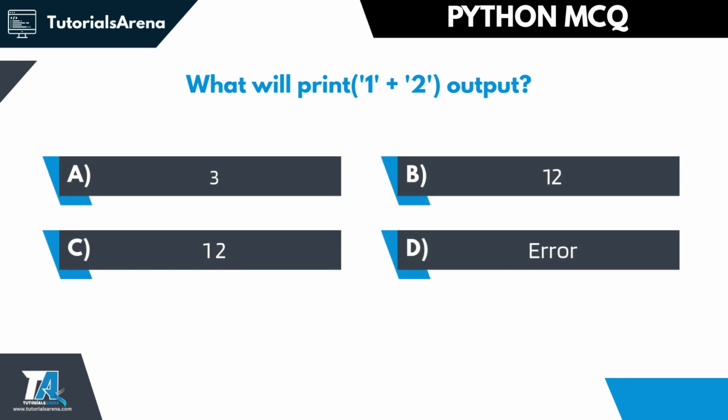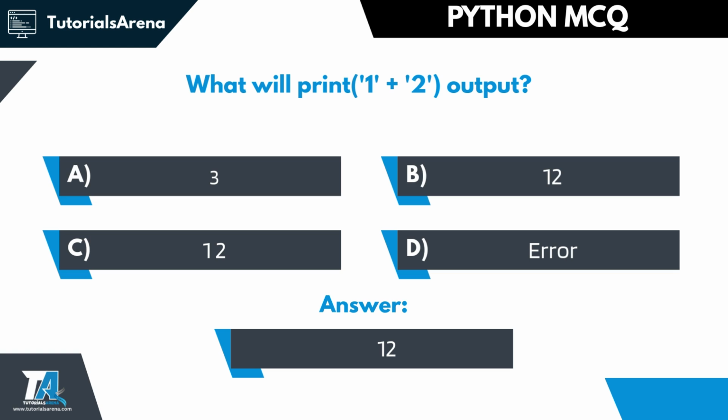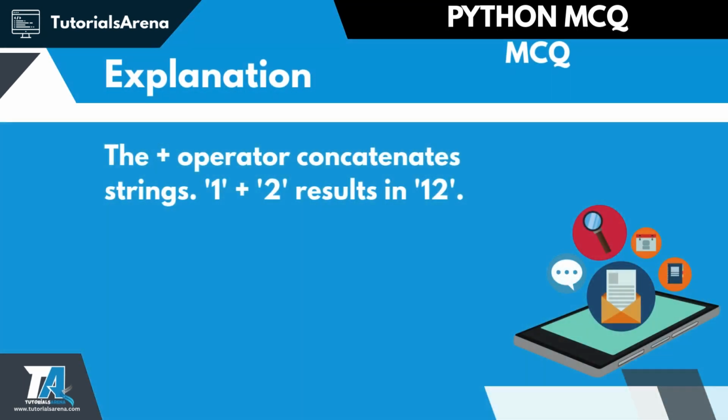What will be the output of this statement? The correct option is option B, 12. The plus operator concatenates strings. 1 plus 2 results in 12.